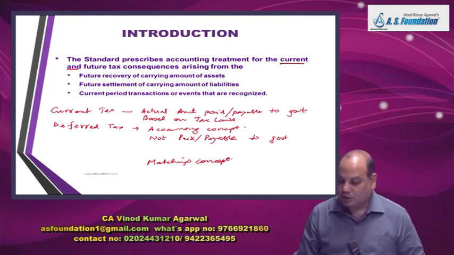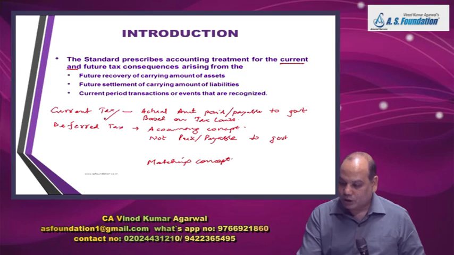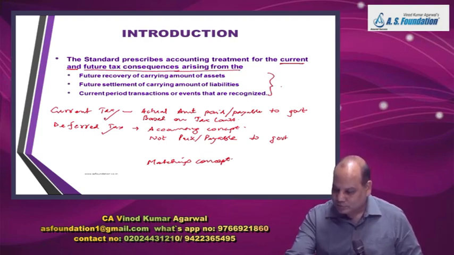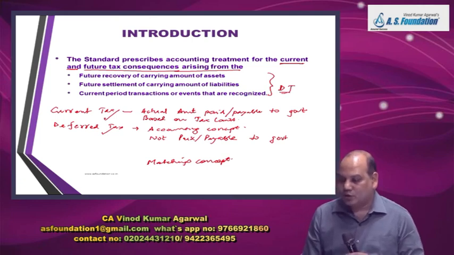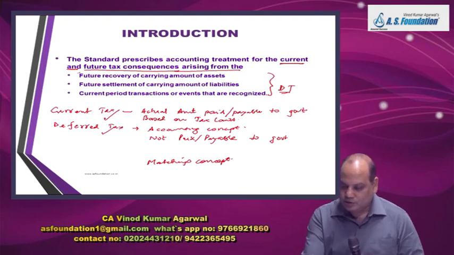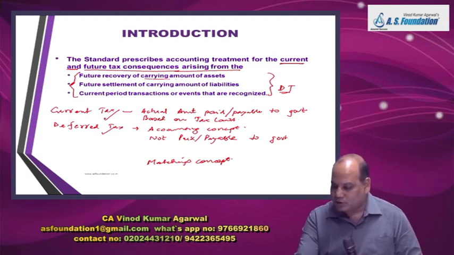So this standard prescribes accounting treatment for current tax and future tax consequences. Future tax consequences arising from, so this is what they are talking about is deferred tax. Future tax consequences arising from the future recovery of carrying amount of asset, future settlement of carrying amount of liability, and current period transactions or events that are recognized. So when we move ahead in this chapter, you will understand the meaning of all these terms. For the time being, understand this small example.